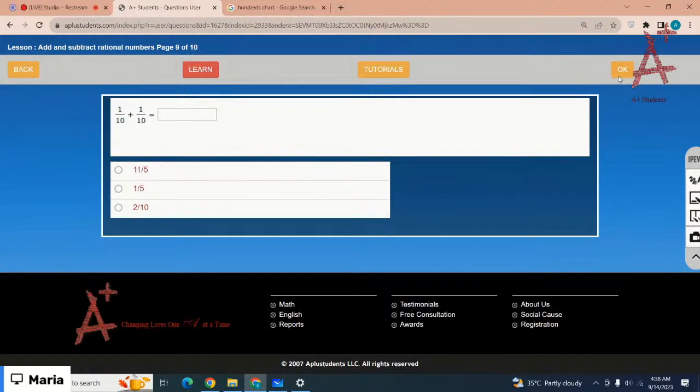1 by 10 plus 1 by 10. So which is the correct option? They have the like denominators. You simply have to add them. Yes, that would be 2 over 10, or you can divide them by the common factor. So it would be 1 over 5. The correct option is 1 over 5.